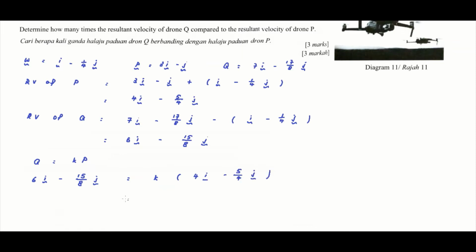Now we can do the comparison. For the i components, 6 equals 4k, and from here I get k equals 3/2. Then you can use the j components to check your answer: negative 15/8 equals negative 5/4 k. By using your calculator, you get the exact same answer, which is 3/2.